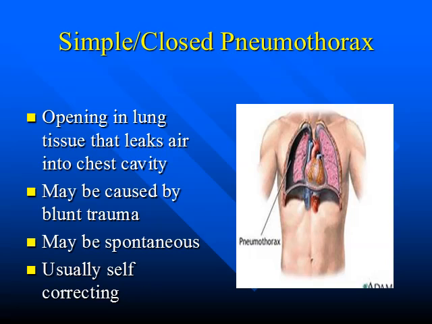It can be caused by blunt trauma. It can be spontaneous, and normally it's self-correcting. We don't have to do a whole lot for it. It's just a simple, small, closed pneumothorax, and our body usually corrects that. And again, it's usually caused by a bleb or trauma. And it's normally a bleb in an otherwise healthy person.